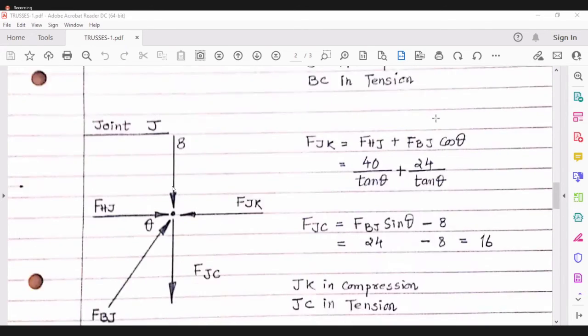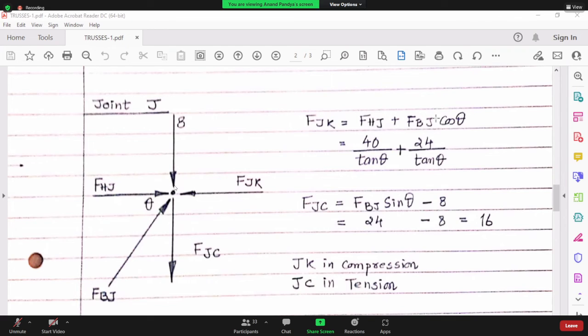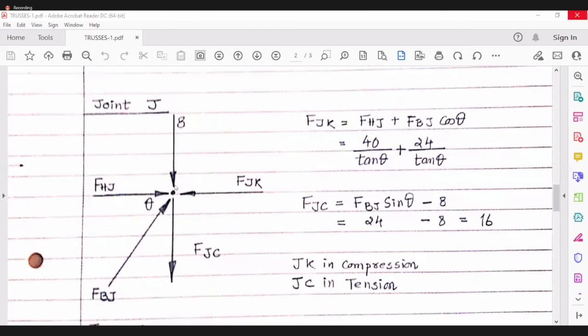But here I have gone to the joint J. At joint J, we have found out HJ. So HJ we know.